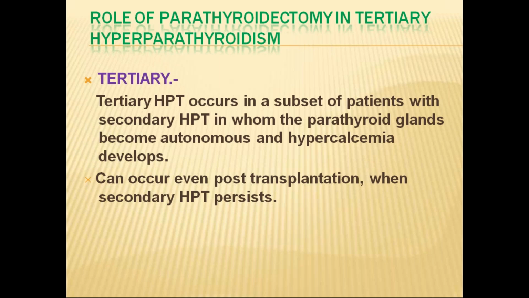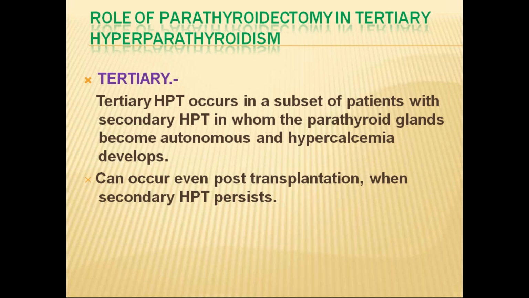So then comes a new surgery called the 3.5 surgery. All the three glands and half of a normal looking gland are excised, and the remaining half gland is cut into pieces and implanted in the ipsilateral sternocleidomastoid.